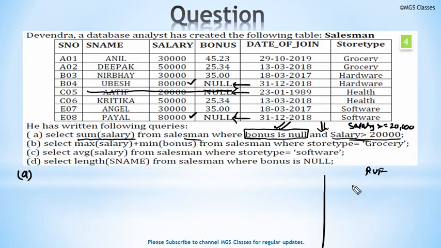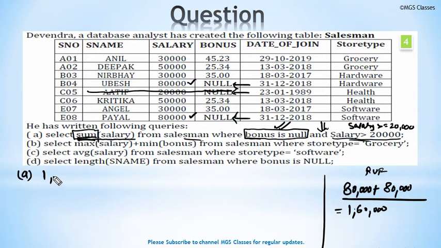So we will add up the values of these 2 rows: 80,000 plus 80,000. As this is a sum function, and the sum function is basically used to sum up the values of the salary column for the rows which satisfy these two conditions. So only these two rows satisfy them, so 80,000 plus 80,000 will be added, and its output will be 1,60,000.